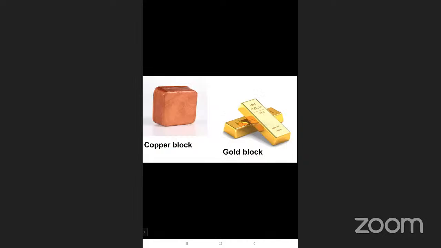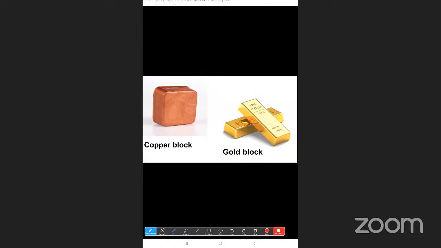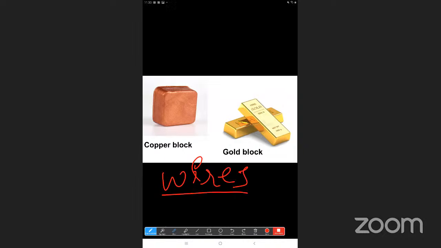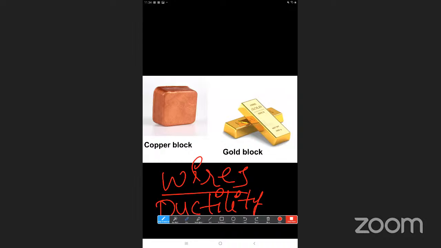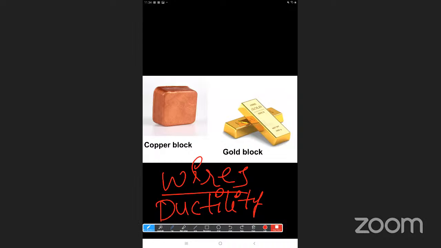One more property here: metals can be drawn into very thin wires. This is known as ductility of metals. That means metals can be drawn into thin wires, and that is the property of ductility.